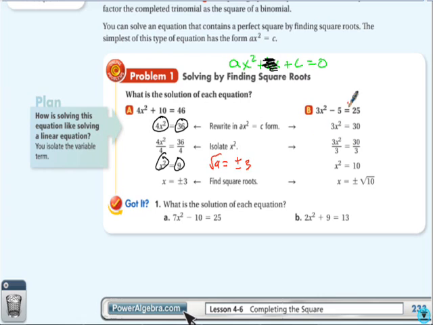Same thing here. We add 5 to both sides. We divide both sides by 3. We get x squared equals 10. And then the square root of that is just plus or minus the square root of 10. We don't even need a decimal. You can just leave it like that.